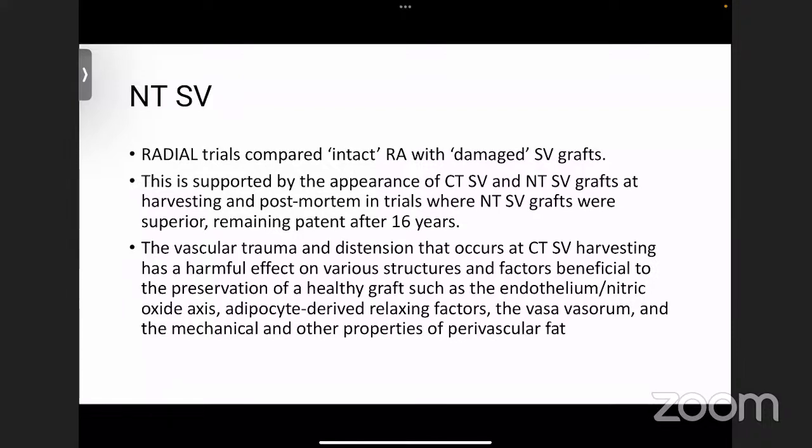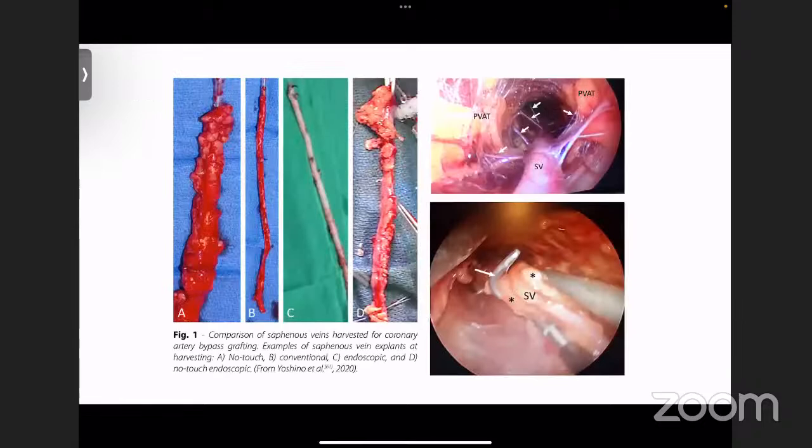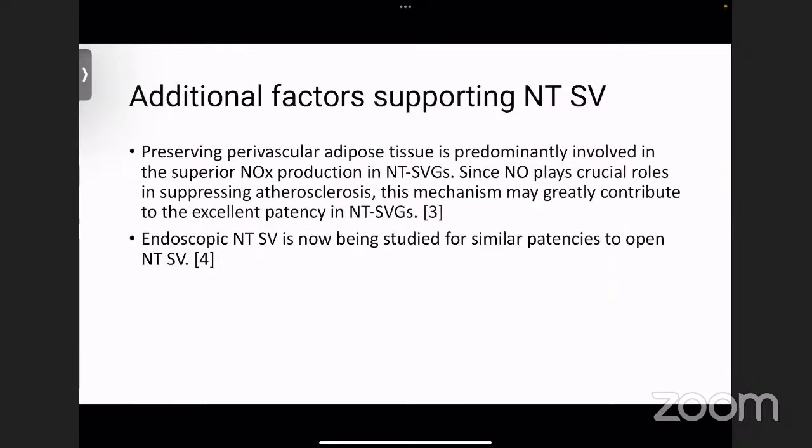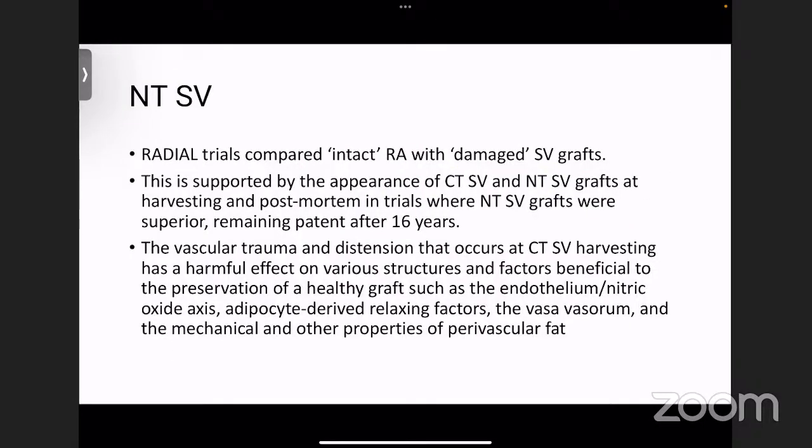And of course, there weren't really any non-touch saphenous vein graft papers in there. There was maybe one or two, but not enough. And so with the non-touch harvesting, we said over here, the post-mortem, you could clearly see the differences. The vascular trauma, the distension with inflating it, all made a big difference.